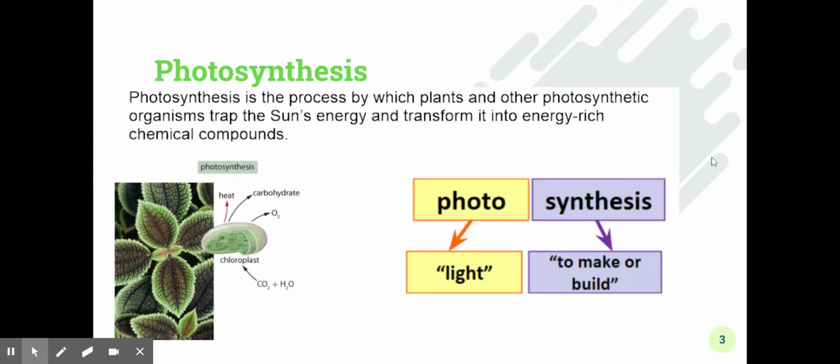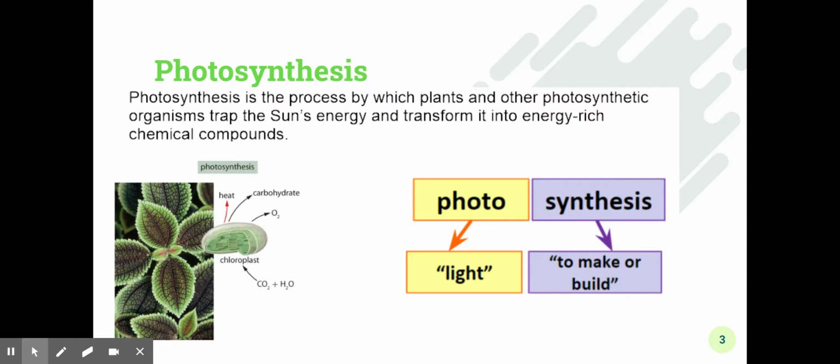So we're going to start today talking about what is photosynthesis. We're going to break the word down into two. Photo means light, so like sunshine, or a photon is a little piece of light, right? So photo means light. Synthesis means to build. So anytime you see the word synthesis, it means to make or to build.